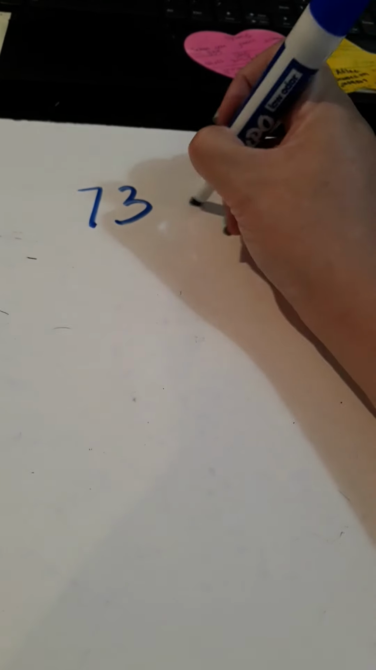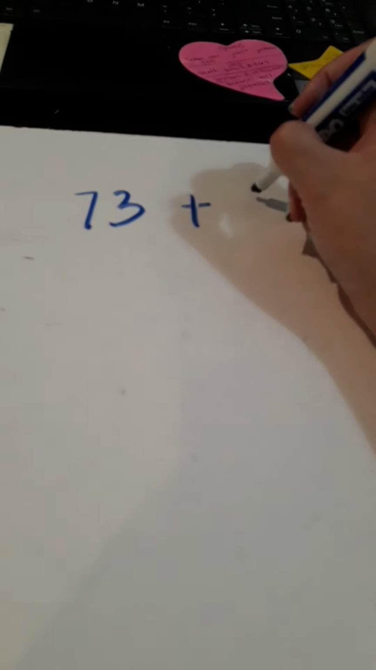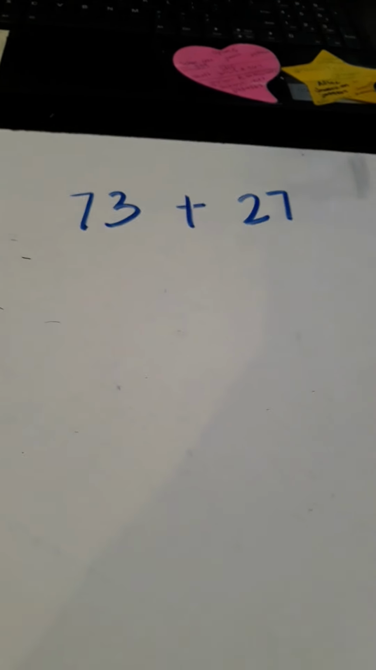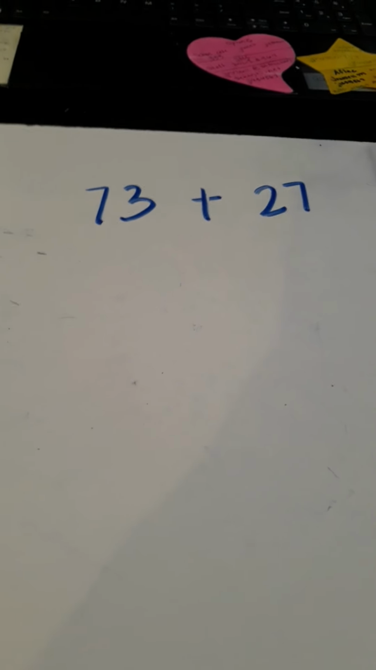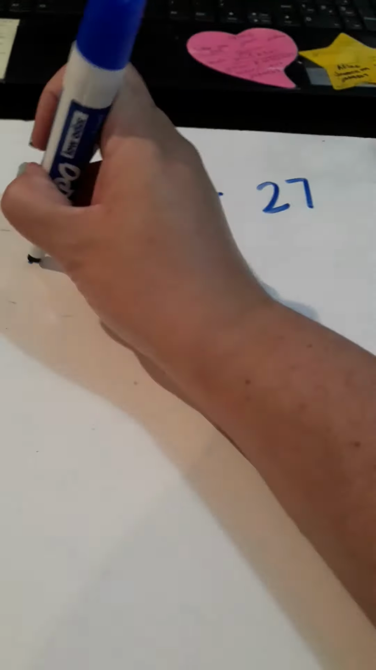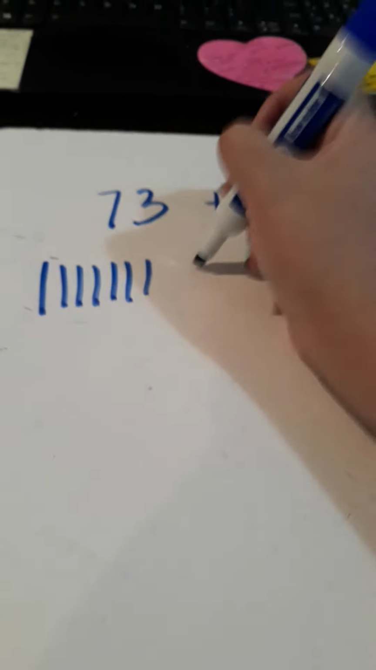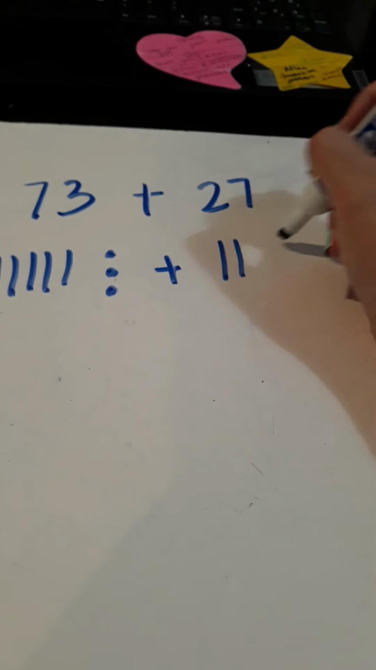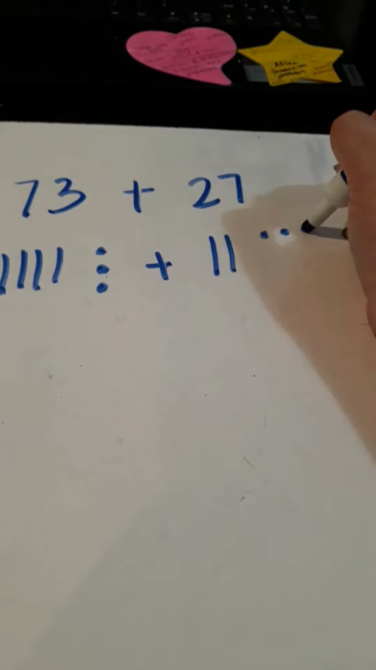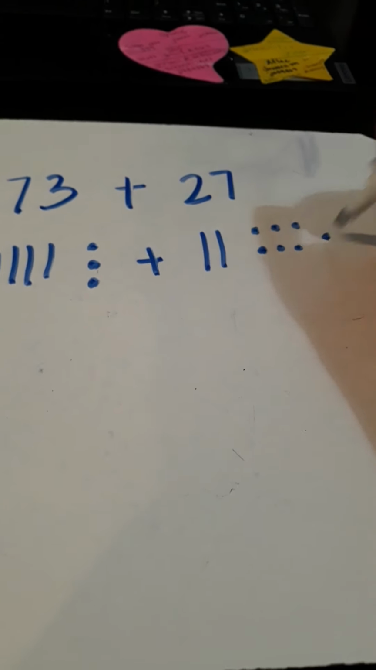73 plus 27. Okay, so big numbers. Let's draw it out. 73: 10, 20, 30, 40, 50, 60, 70, and 1, 2, 3. Plus 27: 1, 2, 3, 4, 5, 6, 7.